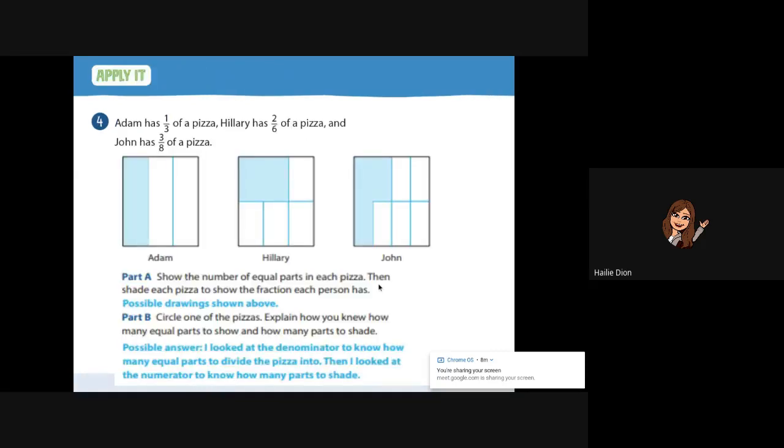A possible answer for part B is: you look at the denominator to know how many equal parts to divide the pizza into, and then we look at the numerator to know how many parts to shade. Remember, the denominator is always the number of equal parts, and the numerator is always the number shaded.